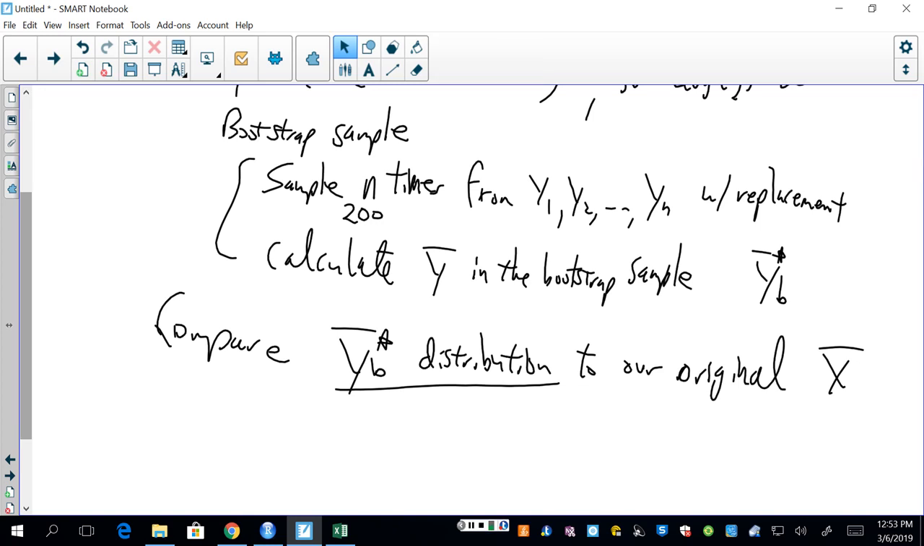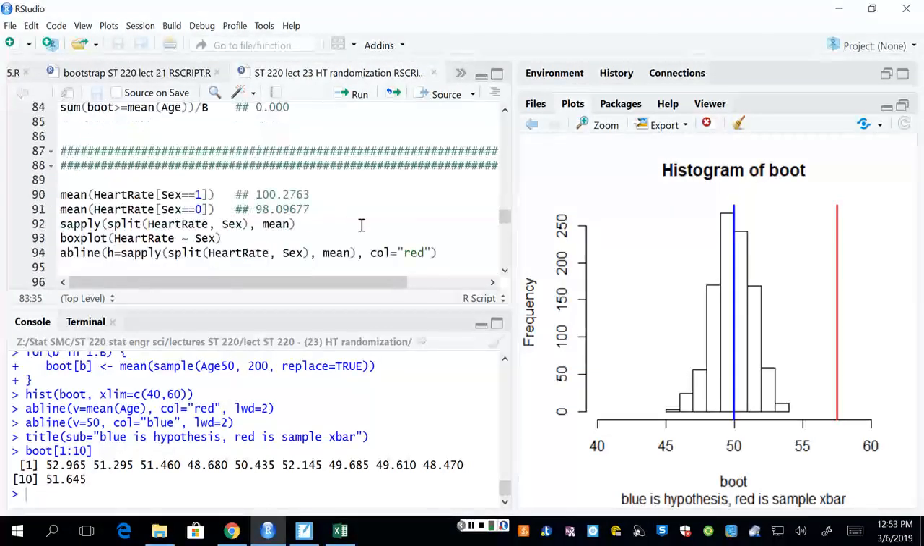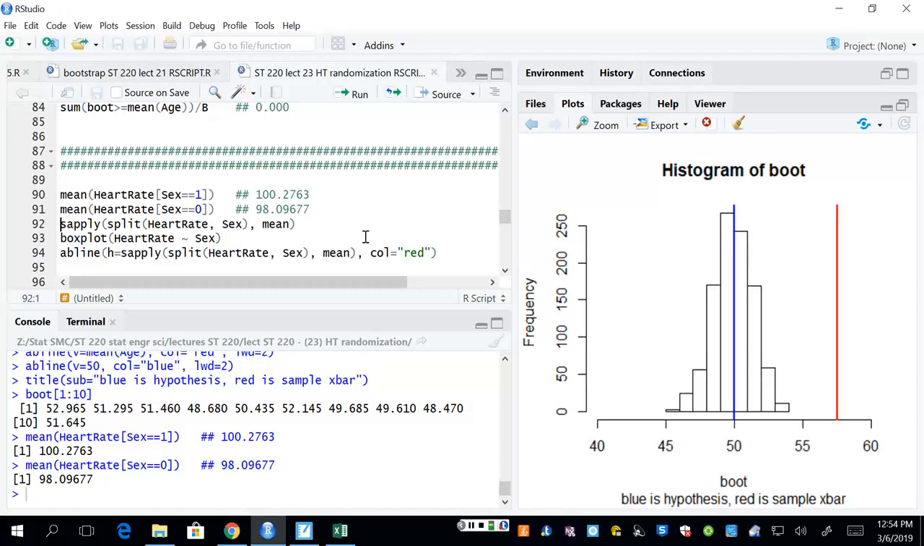So let's look at this just a little bit more on the computer. In these cases, we're way out there. Let's look at a different example. This data set also has heart rate in there, and there are males and females. I think sex 1 is male and sex 0 is female, but I didn't find my notes when I looked. But there's a slight difference in heart rate of individuals who are admitted to the ICU.